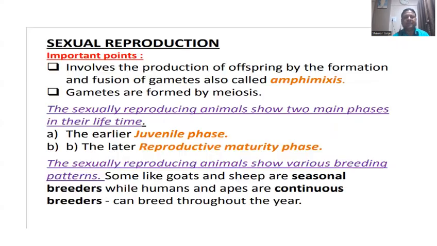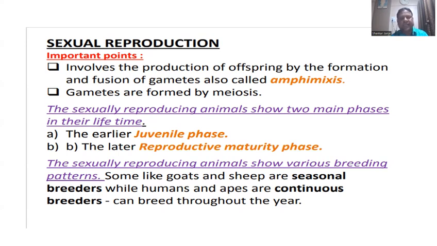Next one is sexual reproduction. But before that, important points regarding sexual reproduction. Here, it is the process by which new offsprings are formed, through fusion of male and female gametes to form a zygote. That process is called amphimixis, mixing of male and female gametes to form a zygote.